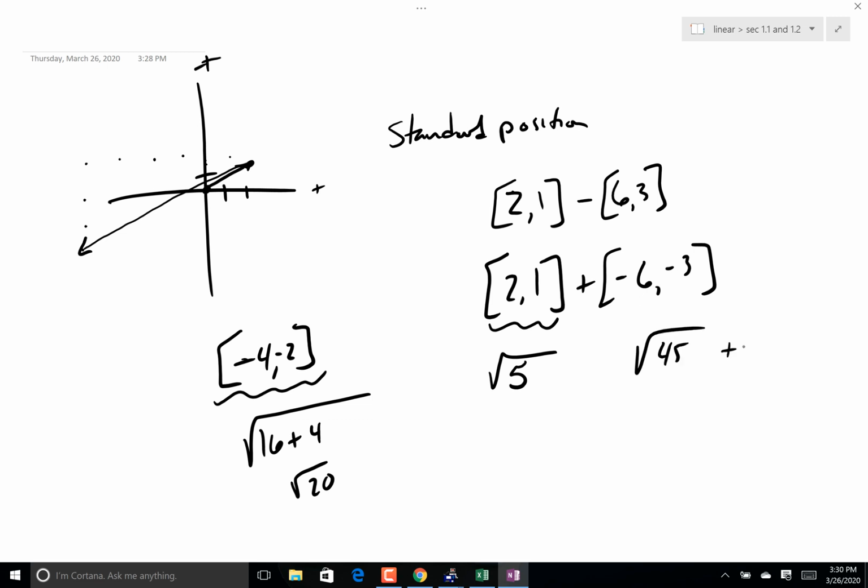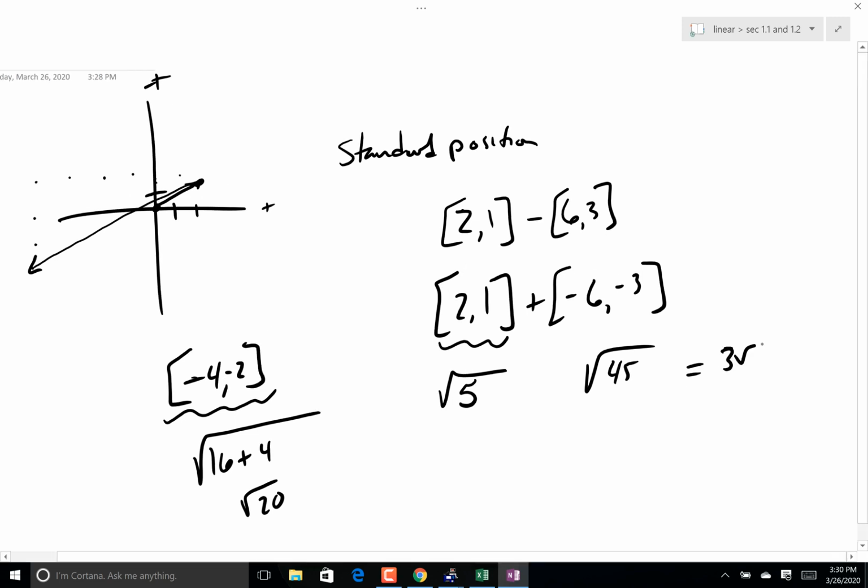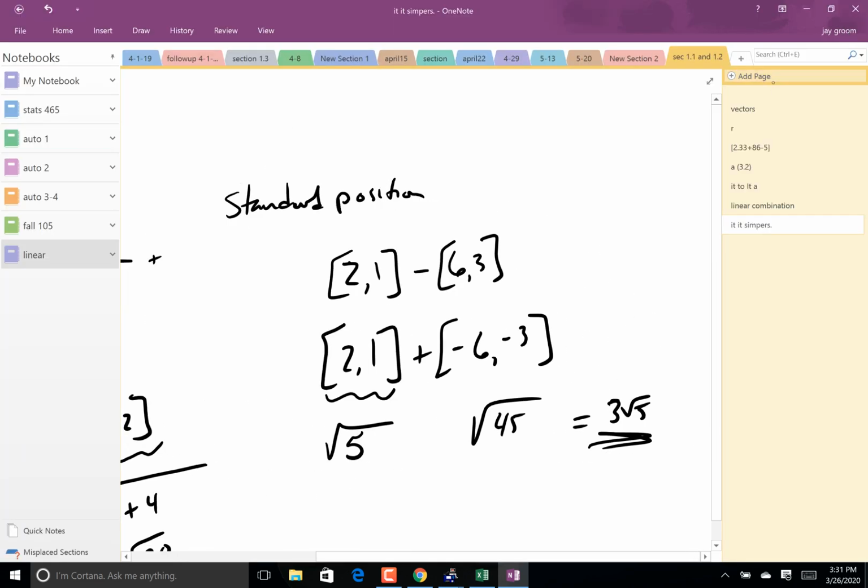Or if you're weird, 3 root 5. Yay. Okay, you will not get extra credit from me for that. I don't care if you do, it's fine. Makes no difference. Just be aware of that. Kind of fun, kind of interesting to do. I think kind of a good time.